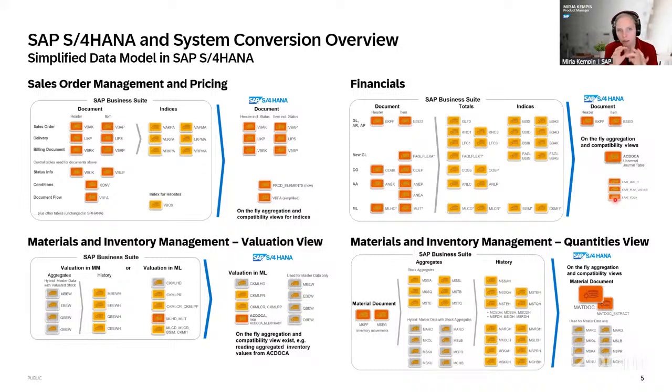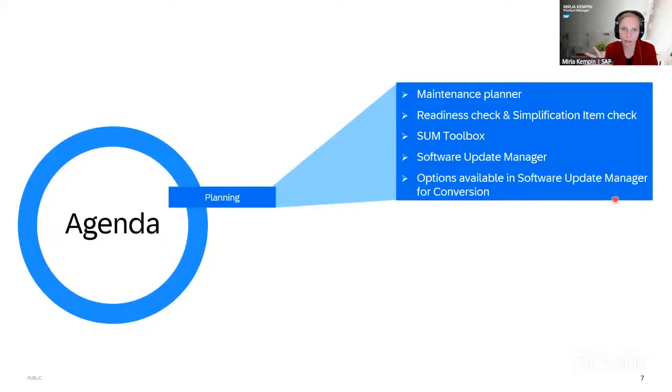Good. After this general overview, what does conversion actually mean? Why are we talking conversion and not only upgrade? Let's have a look at the agenda, what we want to share with you today. So the first part is around planning. So what helps you prepare for a conversion? We see here the tooling which is involved, which is the maintenance planner, the readiness check and simplification item check, the software update manager toolbox, the software update manager itself, and then a deep dive into the options.